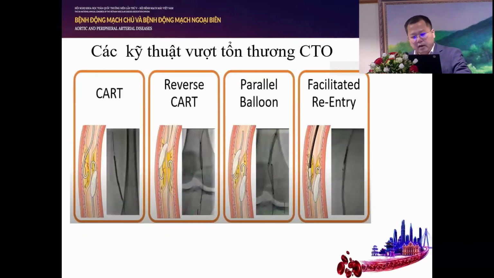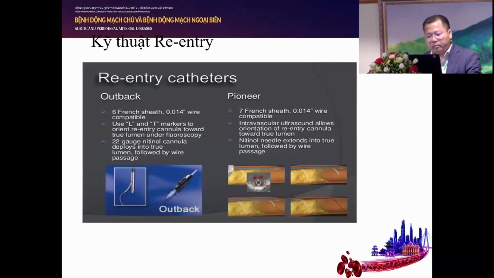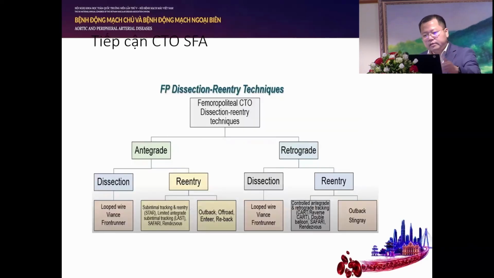What do we do? We can go retrograde with the CART technique or reverse CART technique, with balloon, and facilitated re-entry. And I always prefer to do the CART and reverse CART technique. Re-entry can be performed, but this device is so expensive, and it's not yet in Vietnam. It is to cross the lesion in CTO.